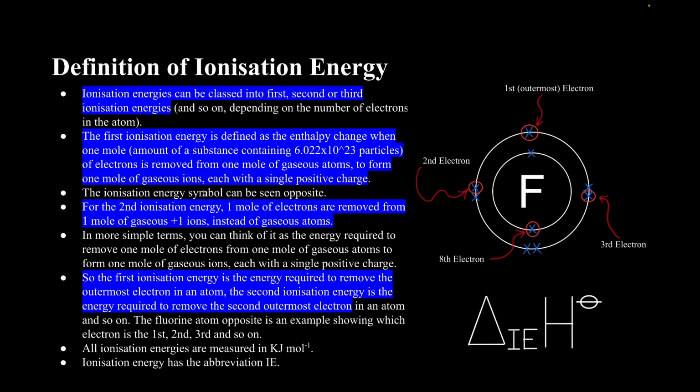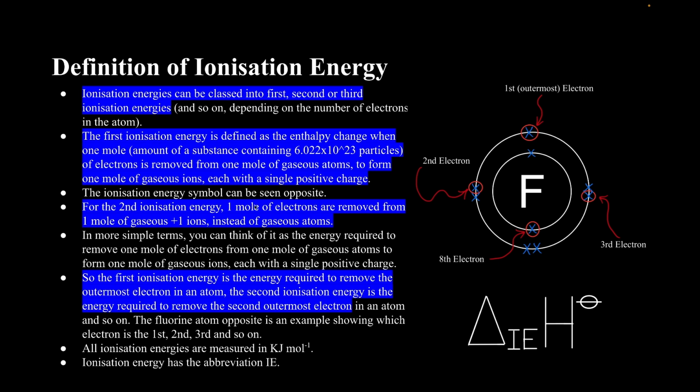For the second ionization energy, 1 mole of electrons are removed from 1 mole of gaseous 1+ ions instead of gaseous atoms. Ionization energies occur successively. So the second ionization energy can't be measured if the first ionization energy was not measured. So the second ionization energy can only take place if the first ionization energy took place. That's why when the second ionization energy takes place, 1 mole of electrons are removed from 1 mole of gaseous 1+ ions, because the gaseous 1+ ions were the product of the first ionization energy.